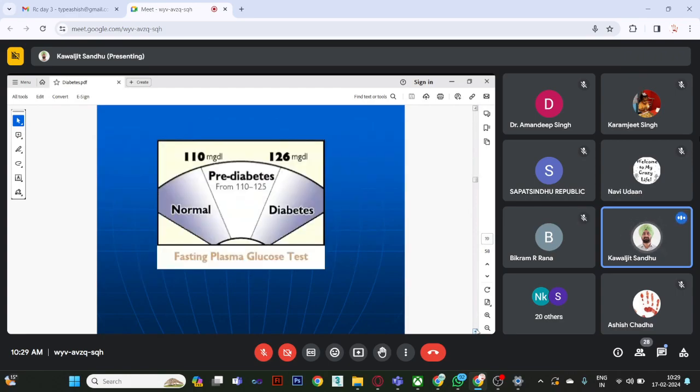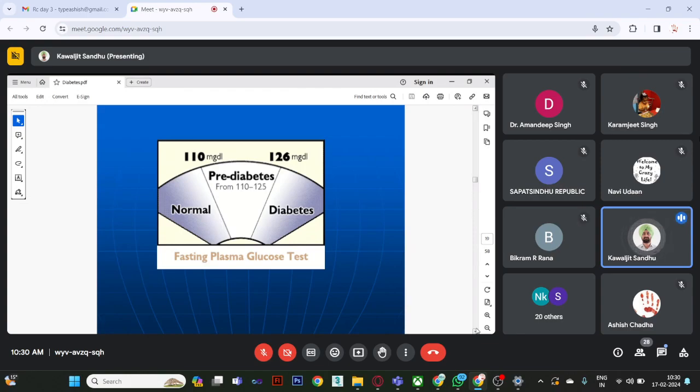So this slide shows you the blood testing. An efficient method of testing whether a person is diabetic or not is to go for a blood test and look at the glucose concentration in blood. Concentration is measured in milligrams per deciliter. If fasting plasma glucose is less than 110 milligrams per deciliter, then we say that a person is normal, and he or she doesn't have diabetes.